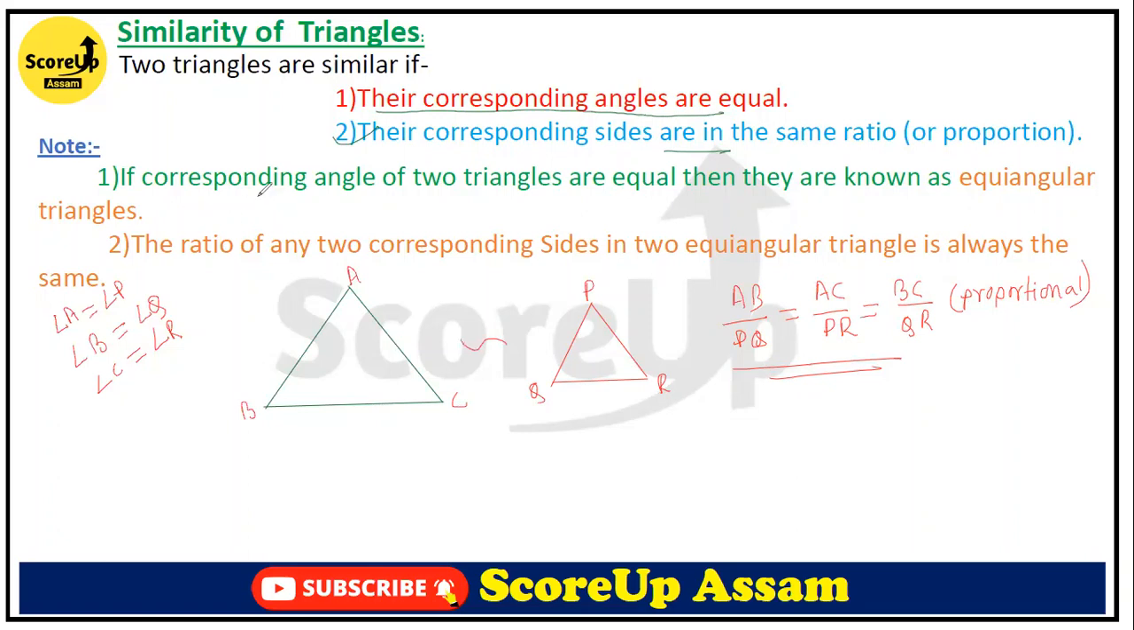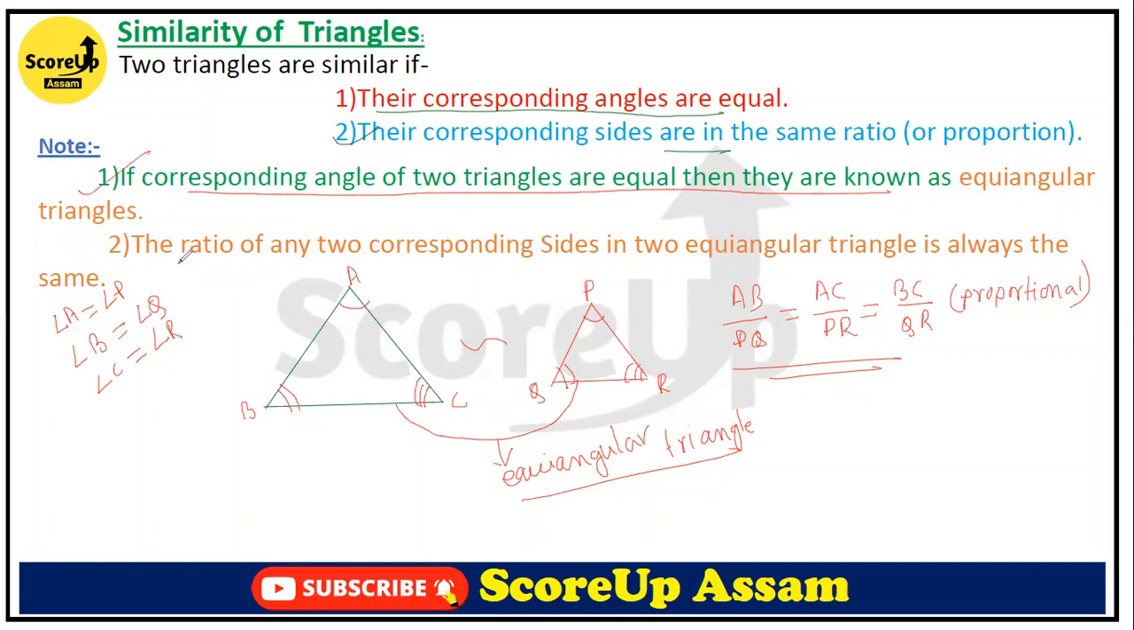Now, there is an important point. If corresponding angles of two triangles are equal, then they are known as equiangular triangles. Suppose angle A is equal to angle P, angle B is equal to angle Q, and angle C is equal to angle R. That means corresponding angles are equal. Then they are known as equiangular triangles, triangles having equal corresponding angles. I hope it is clear.